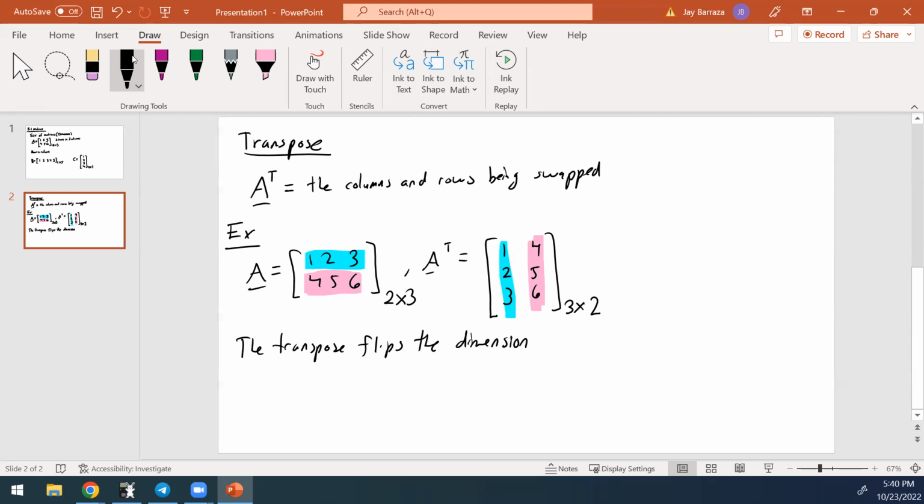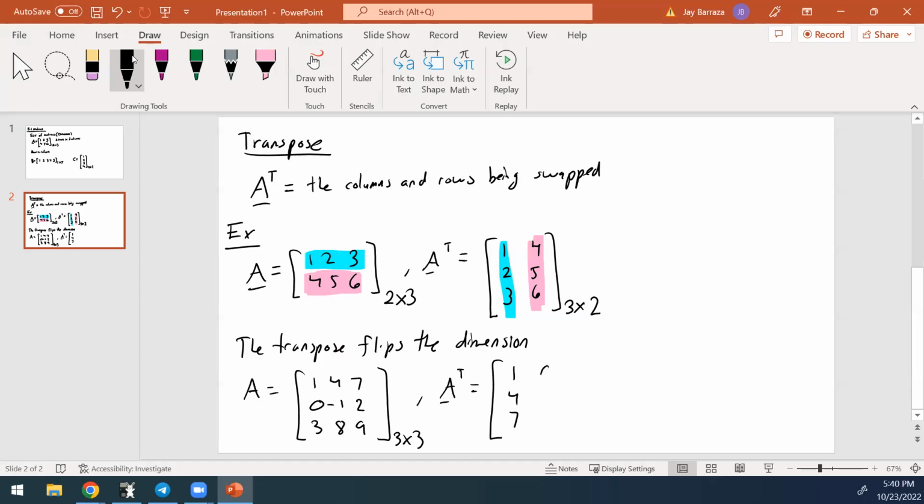Does that make sense? Now, if you're wondering, well, what if it's a square matrix? Well, then it's still the same number. It's still a square, right? So if A were equal to 1, 4, 7, 0, negative 1, 2, 3, 8, 9, then A transpose is still going to be a square, a 3 by 3. But now it's 1, 4, 7, 0, negative 1, 2, 3, 8. Oops, that's not an 8, that's a 9. 8, 9. Does everyone see that? This becomes this. Gotta use some colors here. This becomes this.